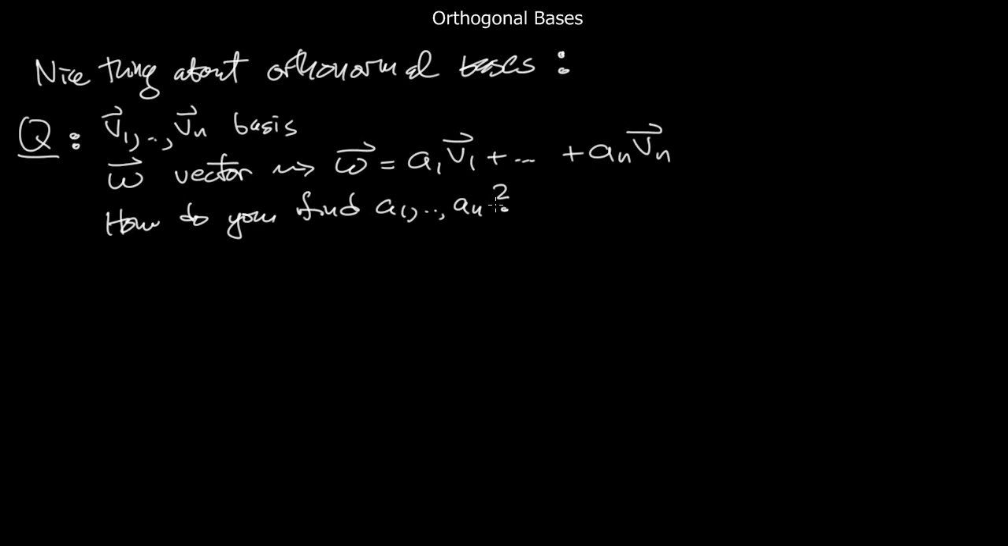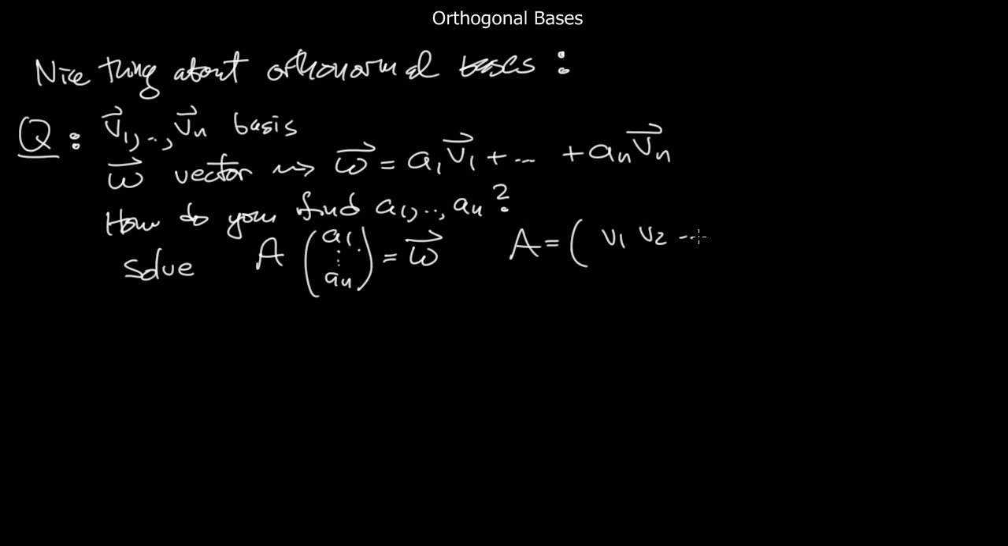This is a matrix equation. It says that w is in the column space of this matrix A, and you're trying to find vector a1 through an, which satisfies this equation. So you put the v's as the columns of this matrix A, and you try and solve this equation: A times the vector of a's is equal to w. Well, there's some work there. You have to do row echelon form, whatever.